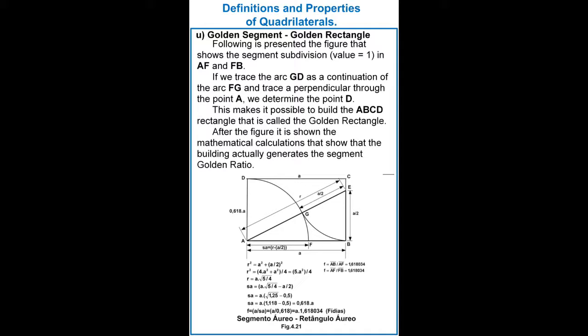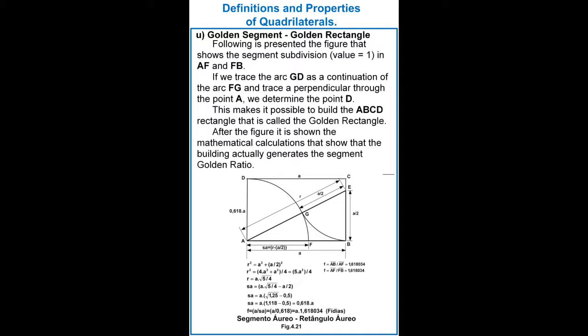Thus, the division of the dimension of the straight line segment AB by the dimension of the straight line segment AF results in the factor f. Also, the division of the dimension of the straight line segment AF by the dimension of the straight line segment FB also results in the factor f.